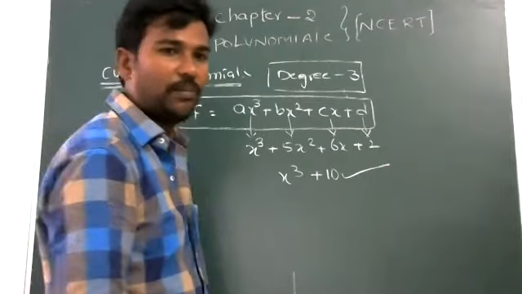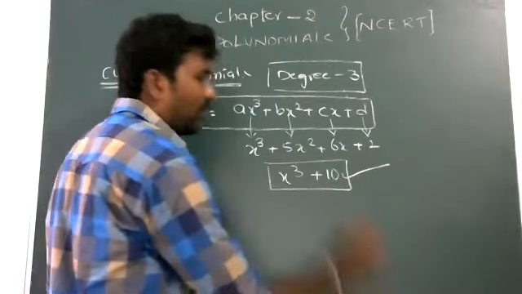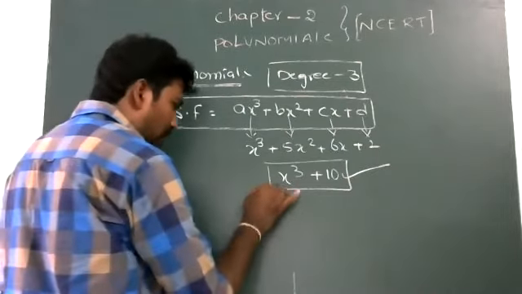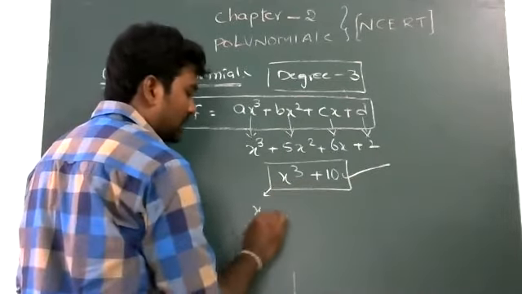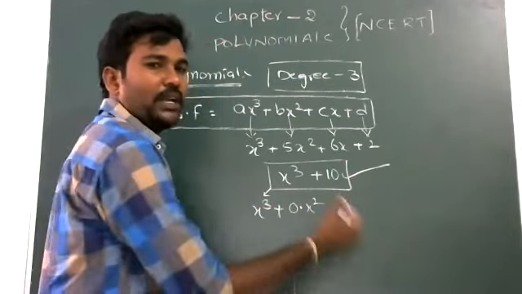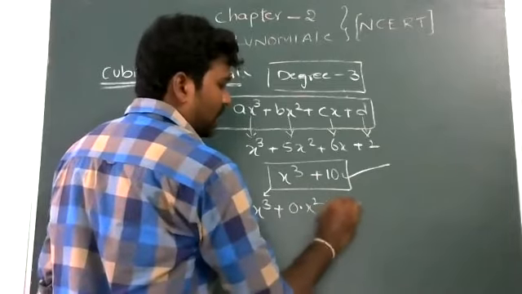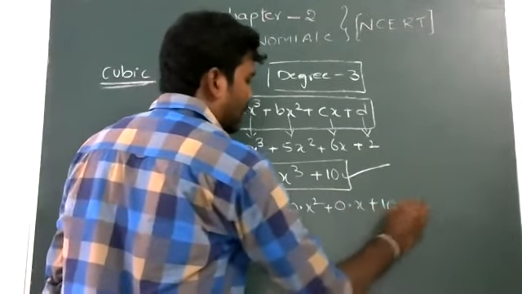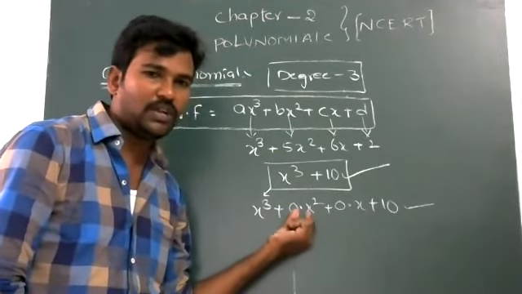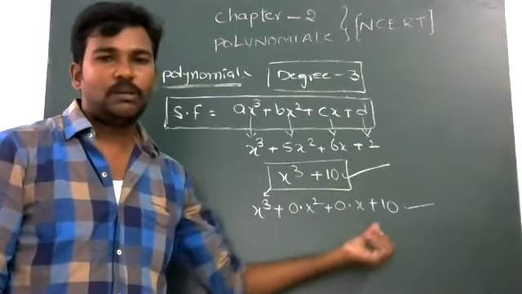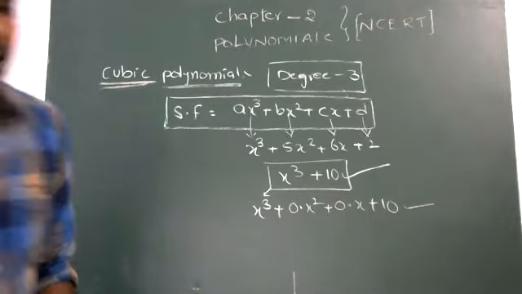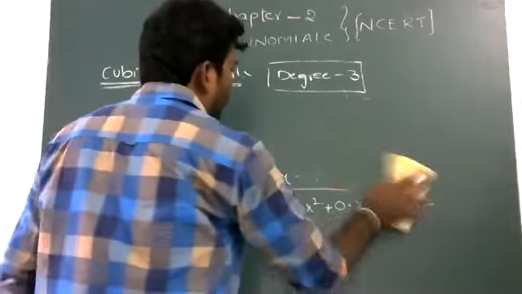But first of all, it is a cubic polynomial. Why? Because what is the degree of this polynomial? 3. That's why it is a cubic polynomial. But instead of x cube plus 10, you can write x cube plus 0 into x square plus 0 into x plus 10. 0 into anything equals 0. That's why I am writing like this. Is it clear now?